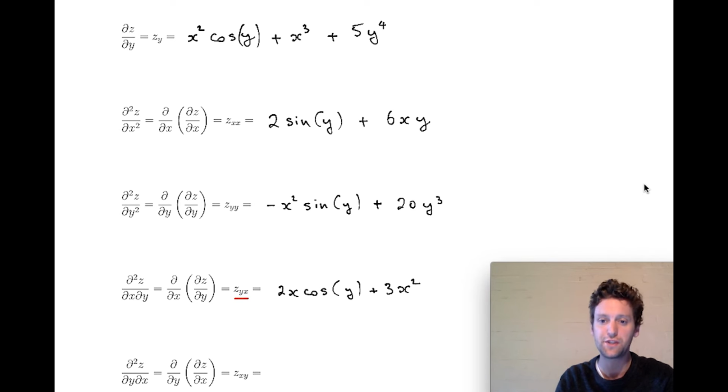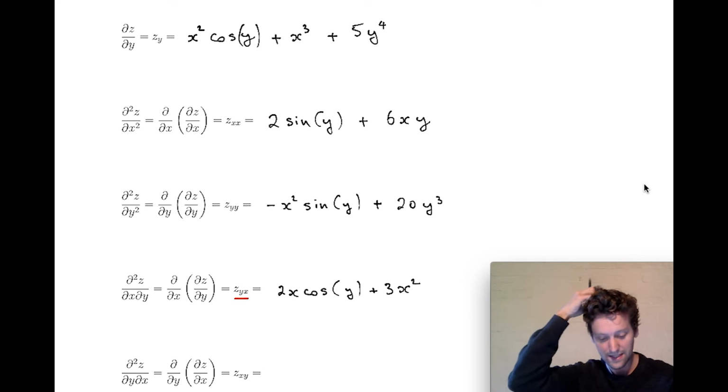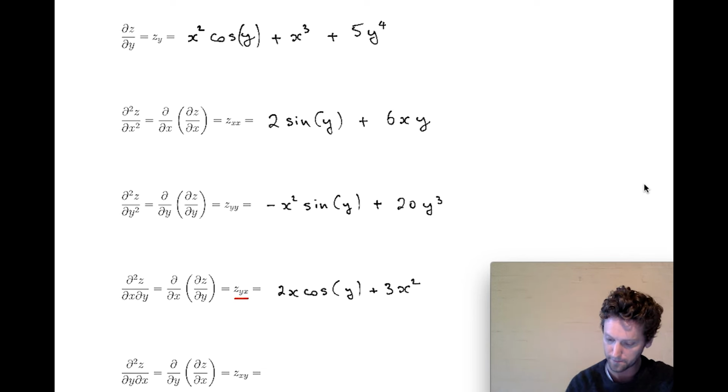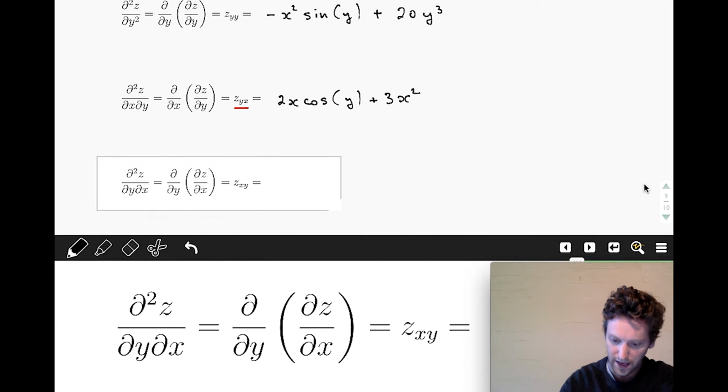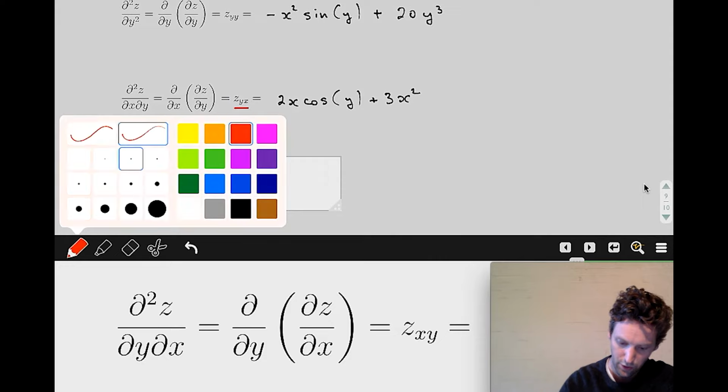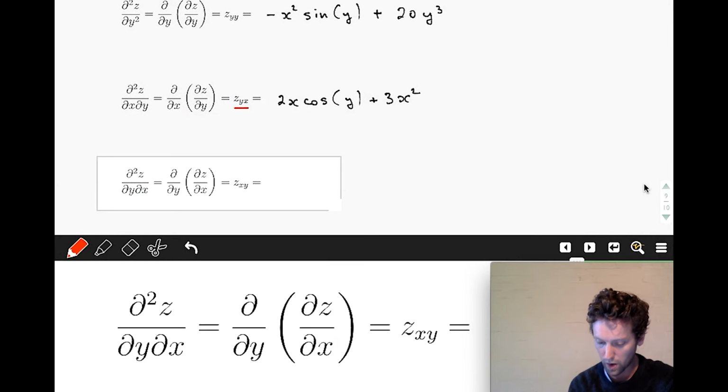Now that was the first mixed derivative, that is, where I took the derivative with respect to y first, and then I took the derivative with respect to x. But of course I could do the same thing in reverse. I could first of all take the derivative with respect to x, and then take the derivative with respect to y. So let's see what happens when I do that. Again, you notice that I'm going to use shorthand notation z subscript xy, and again, the letter that's closest to the z goes first.